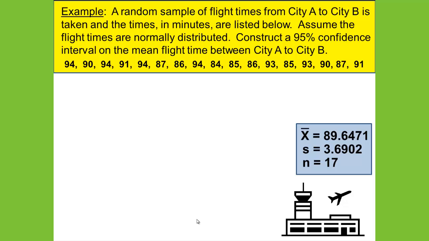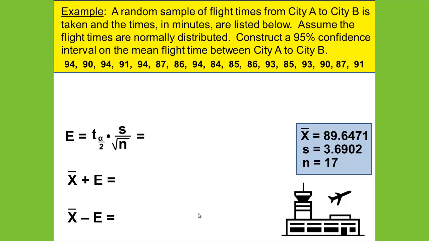As we look at this problem, the first thing we want to determine before we proceed is whether our data is normal. This problem tells us assume the flight times are normally distributed. Therefore, we do not need to worry about having a large sample size, where a large sample size is a size of 30 or more. Because we do not know the population standard deviation, we will use the t-interval or the t-distribution. And our formulas are given on the screen.